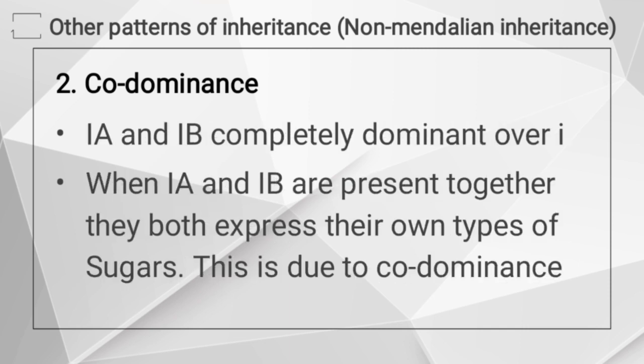IA and IB are completely dominant over small i, whereas when IA and IB are present together, they both express their own type of sugar. This is due to codominance.